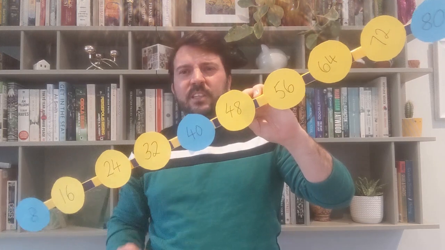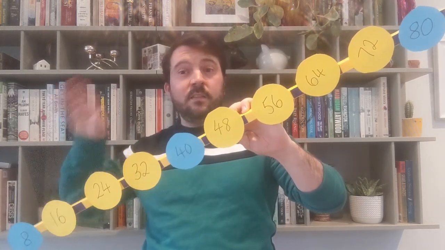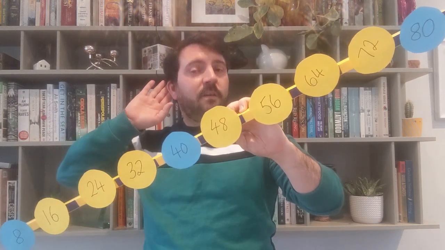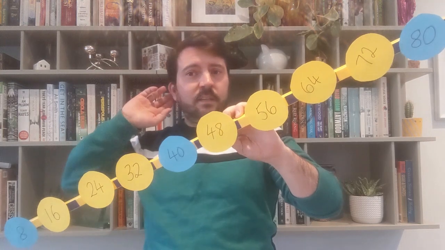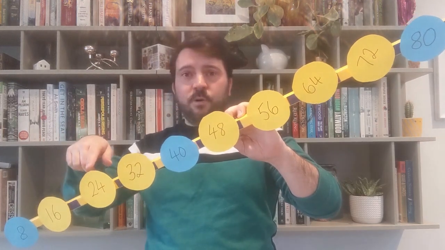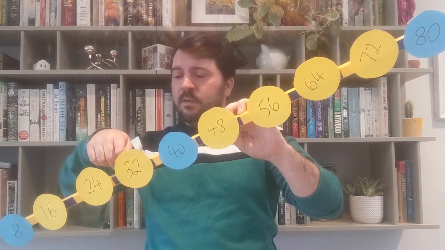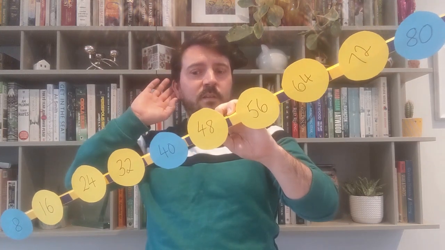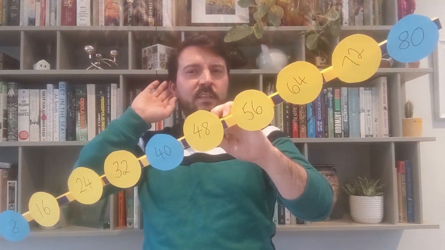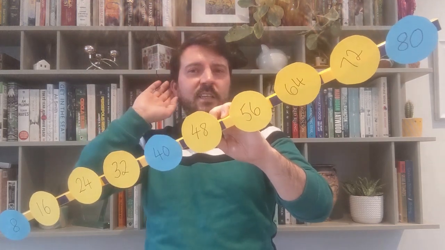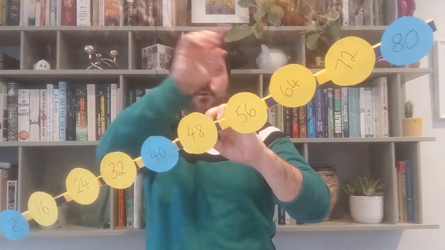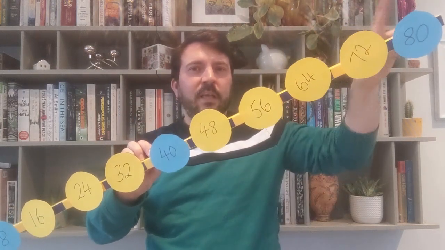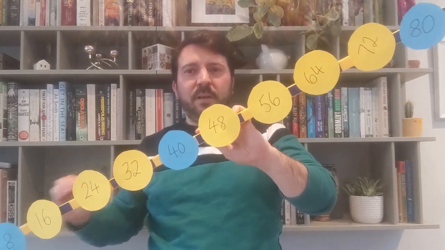Okay, so first off I want you to count with me. 8. I didn't hear you that time. Try it again. 8. 16, 24, 32, 40, 48, 56, 64, 72, 80. And let's count them in their places.